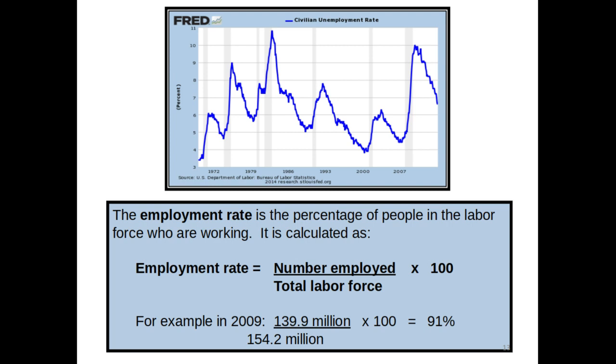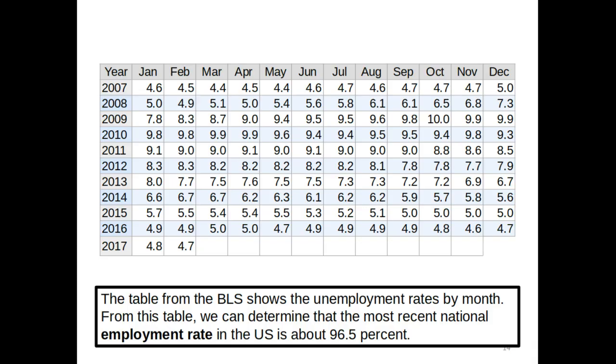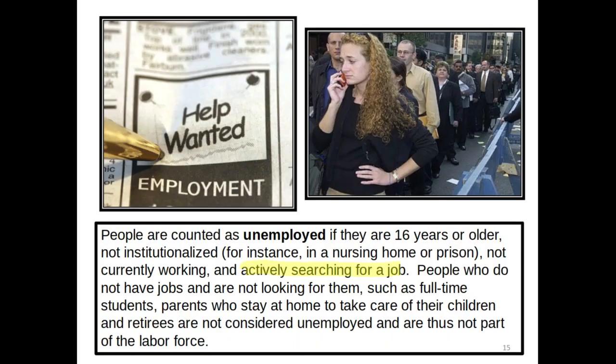Our employment rate is the percentage of people in the labor force who are working. So it's number employed divided by the total labor force times 100. So in 2009, our employment rate was 91%. This shows unemployment rate by month in some of the past years. We can't actually determine the most recent from this rate, but currently, as of February 2020, the unemployment rate in the United States was 3.5%, meaning our employment rate was 96.5%.